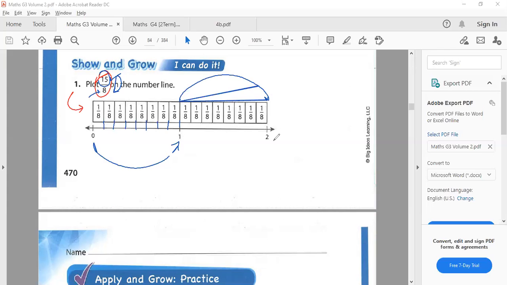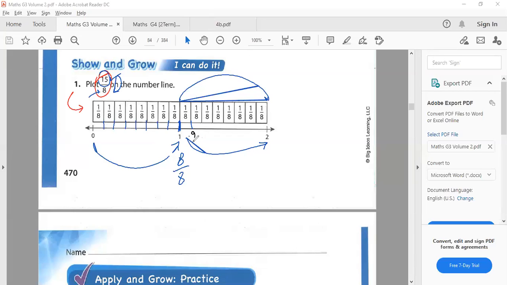The next number after 1 is 2. So let's get another part to reach 2, and we divide this part into 8 equal pieces also. So 6, 7, excellent. And this is 8 parts, as we said, for 1. 1 will be 8 over 8, right? Excellent.